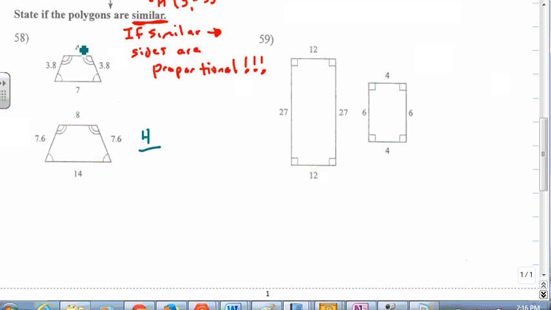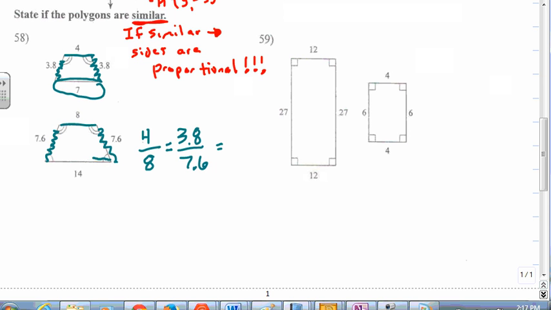4 has to correspond to what side in the other figure? 8. We have to figure out if that reduces to the same value as the ratio of the other sides. So 4 compared to 8, 3.8 compares to what? 7.6. Okay, these are repeated, so we don't have to write them in again. And then lastly, 7 has to compare to 14.